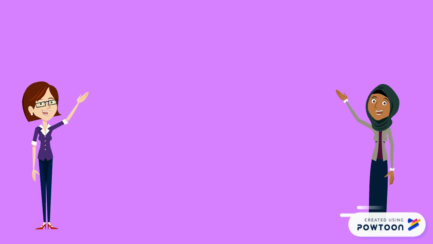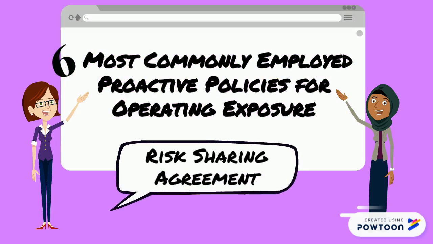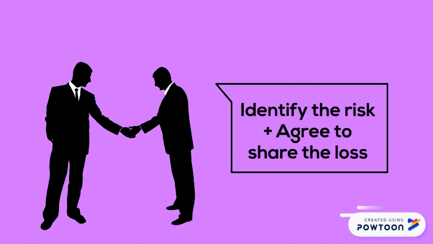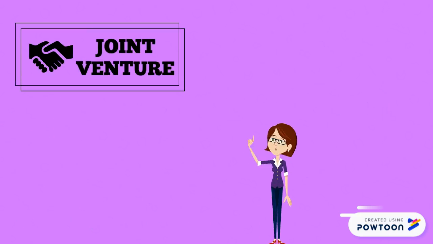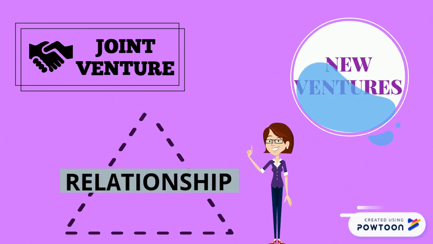We are going to talk about the 6 most commonly employed proactive policies for operating exposure, specifically risk-sharing agreements. Risk sharing occurs when two parties identify a risk and agree to share the loss upon the occurrence of the loss due to the risk. This is typically done in joint ventures, where equity owners share the risks, and in new ventures and relationships where each party shares actual operational control.